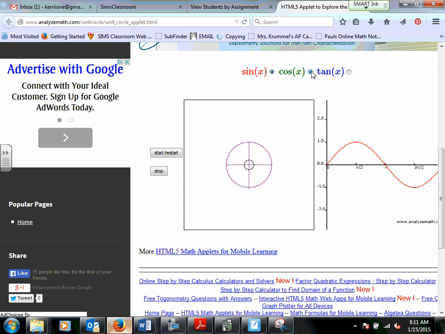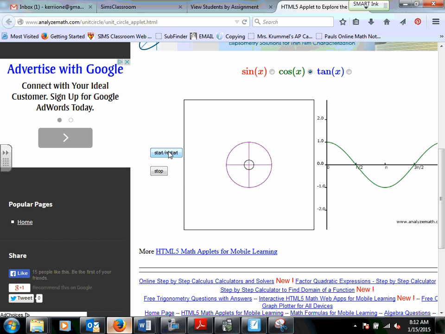So now we want cosine. If we follow our unit circle, we start at 0 radians gives us 1. Pi over 2 radians, here we are at 0. Pi radians, we're at negative 1. 3 pi over 2 gets us 0. And then rotating all the way back to 1.